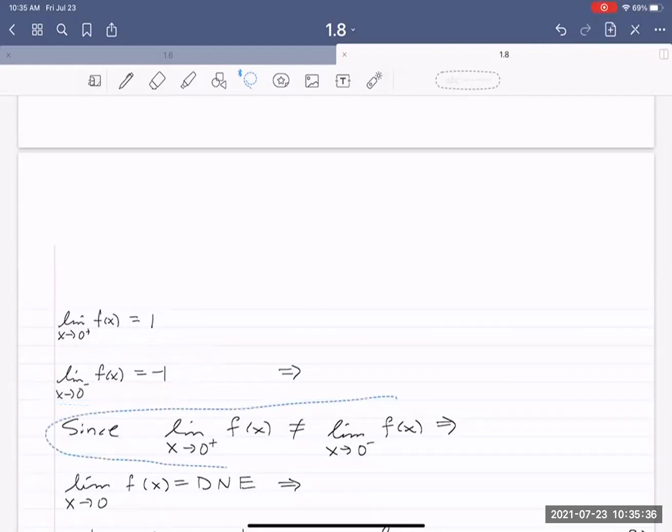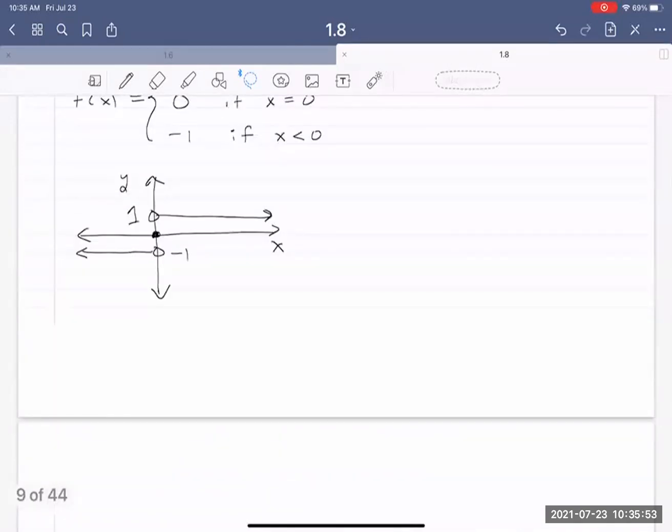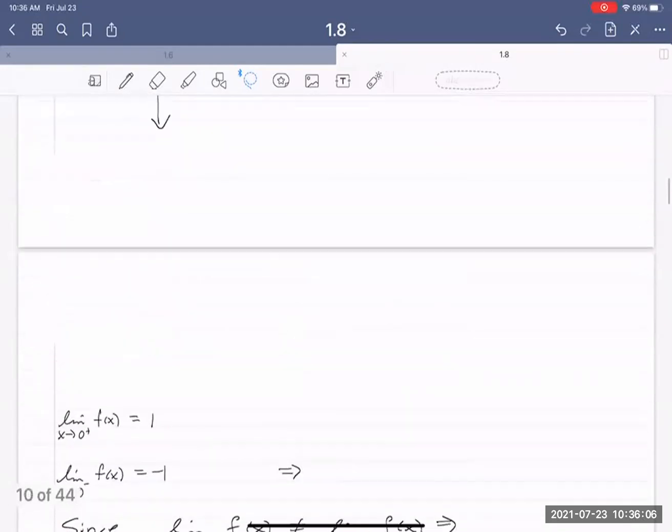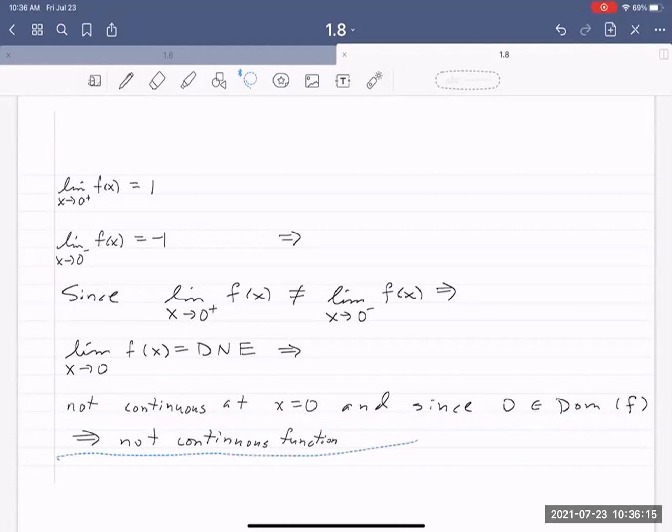Since the right and left hand side limits are not equal, the two-sided limit does not exist. Therefore, this is a jump discontinuity. So this is a jump discontinuity here. If you notice, you jump. Somehow you go from here and you jump up. Okay. And since 0 is in the domain of f, this is not a continuous function.